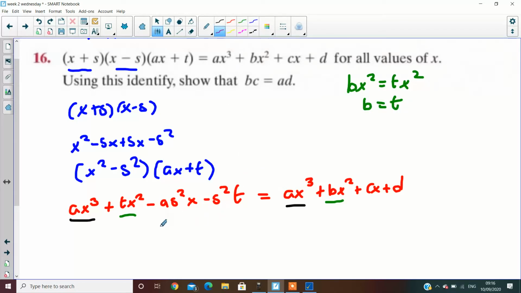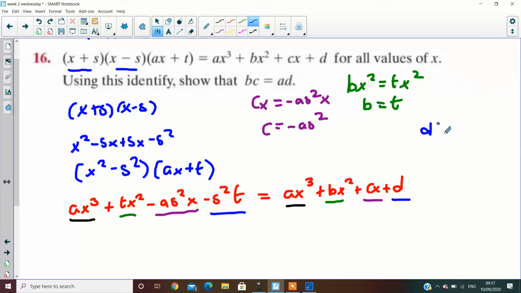So we look at the purple section. This implies cx equals minus as squared. Not going to do anything with it for a minute. This implies c equals minus as squared. And finally d, which will be the blue section. D equals minus s squared t.